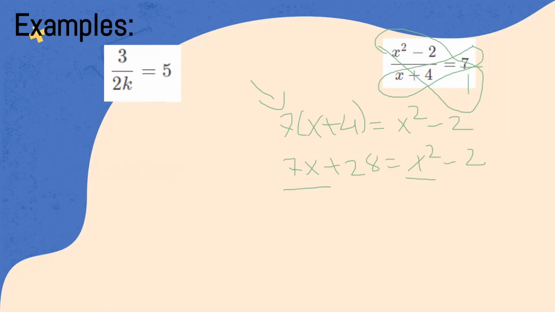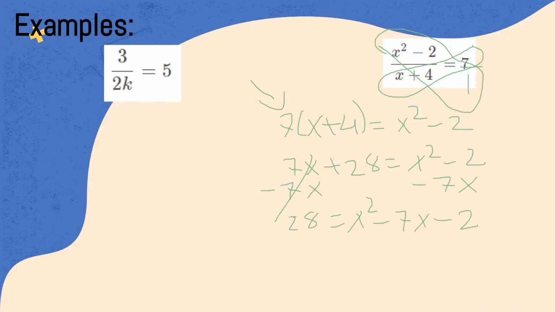To solve for a variable, you have to make sure that you bring the variable to one side, so that all the variables, or at least the variable that you are trying to solve for, are on the same side. So I'm going to bring all the x's to the same side, regardless of their power or exponent. So I'm going to subtract 7x from both sides. So this cancels out. Now I have 28 is equal to x squared minus 7x minus 2.